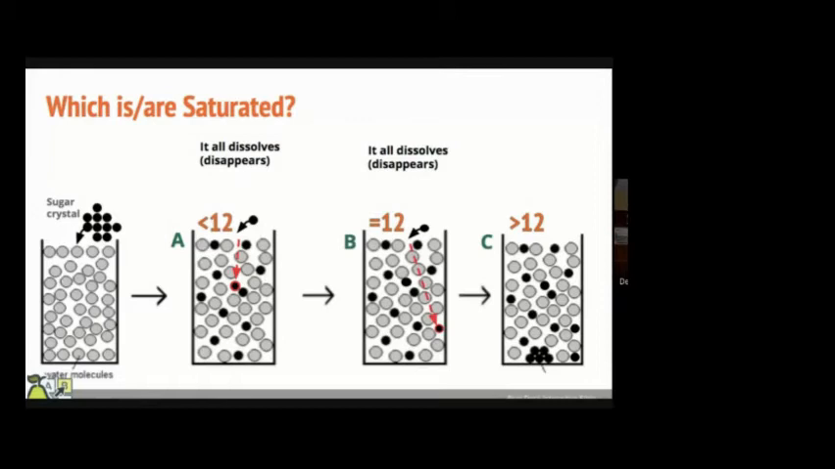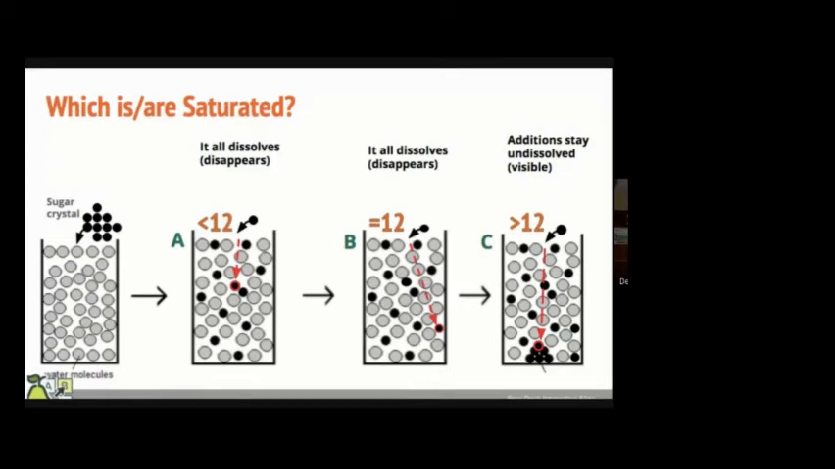So what happens if we put in that 13th particle or the 14th particle or the 15th particle? Well, here's what happens. It falls to the bottom. The water can't hold anymore. And so at this point, any additions stay undissolved, and we can see them because they are undissolved. They fall to the bottom of the solution.